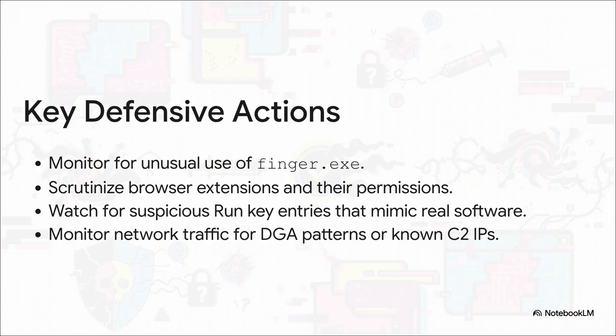First, keep an eye out for any use of finger.exe. It's an ancient tool. Nobody should be using it legitimately today. Second, be super critical of browser extensions and what permissions they're asking for. Also, watch those run keys in the registry for weird entries trying to look like real software. And finally, monitor your network for those known C2 IPs or for traffic that looks like it's being generated by a DGA.